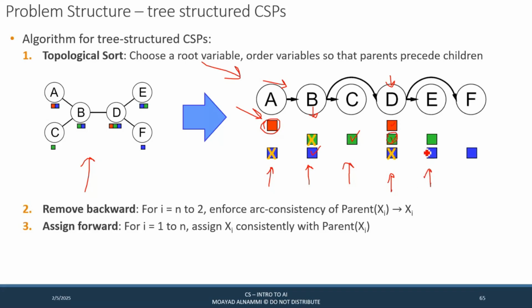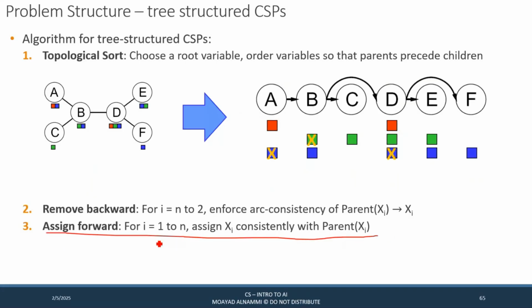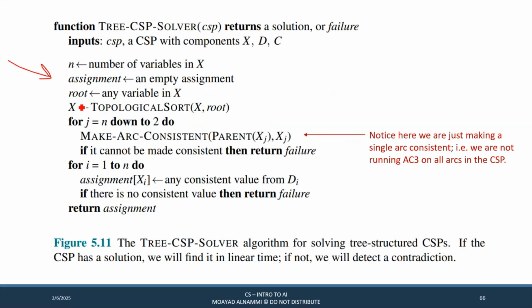At this point, if I assigned D green, then I know it says here that I need to assign E a value that is consistent with the value assigned for the parent. So if I assign D green, then I can only assign E the value blue, and then finally I can assign F the value blue because that's fine with what you assigned to its parent, right? And so you can run this in O(n), and this check will cost you d squared as well, right? So in total, this algorithm will cost you O(n d squared), right? So this is the pseudocode. You can go over it on your own time, but it's very easy to see.